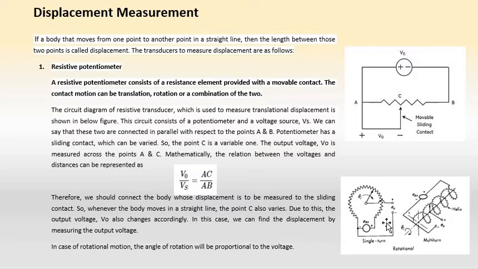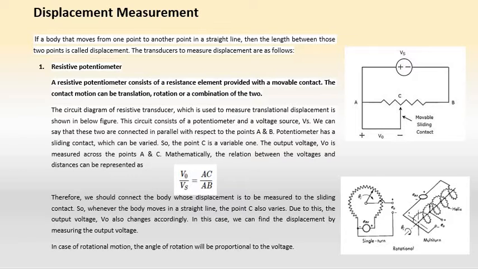So that is happening. In case of rotational motion, the angle of rotation, which is the angle between the sliding contact and this line, will be proportional to the output voltage, as we have explained before in the translational motion. So this is the case of single turn potentiometer. Now in case of multi-turn, we will use this figure. So that is about the resistive potentiometer.